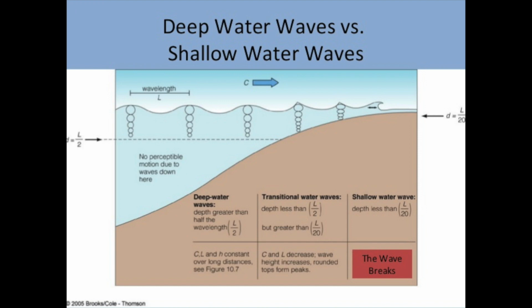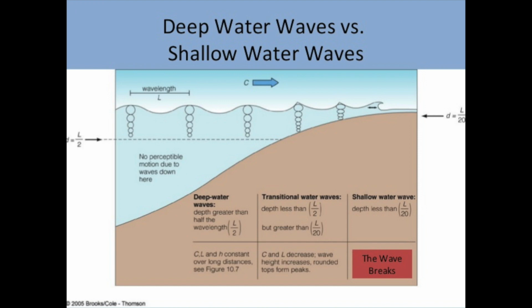When the depth of the water is much less than half the wavelength, then the wave is a shallow water wave. In a shallow water wave, the wave speed is a function of water depth. A deep water wave turns into a shallow water wave when the depth of the water becomes less than 1/2 of the wavelength of the wave.